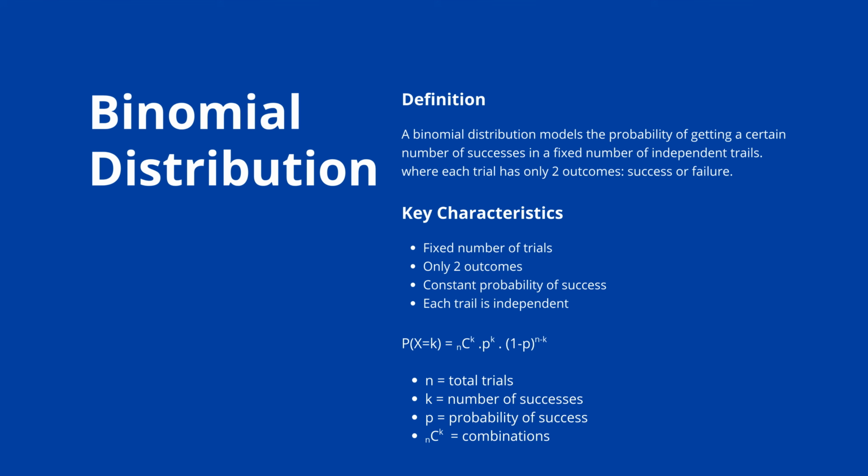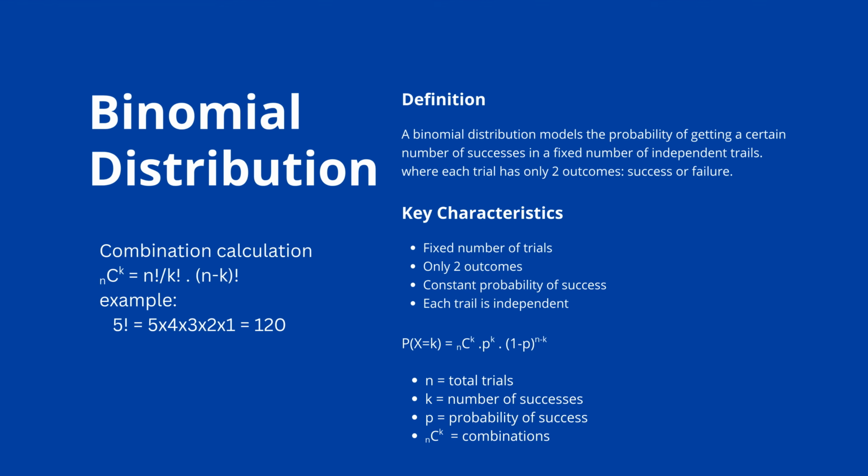So this is the formula to calculate a binomial distribution. The formula is P(X = k) = nCk × p^k × (1 − p)^(n − k), where nCk is a combination, n is the total number of trials, k is the number of successes, and p is the probability of success. Here is the formula of combination: nCk = n! / (k! × (n − k)!).